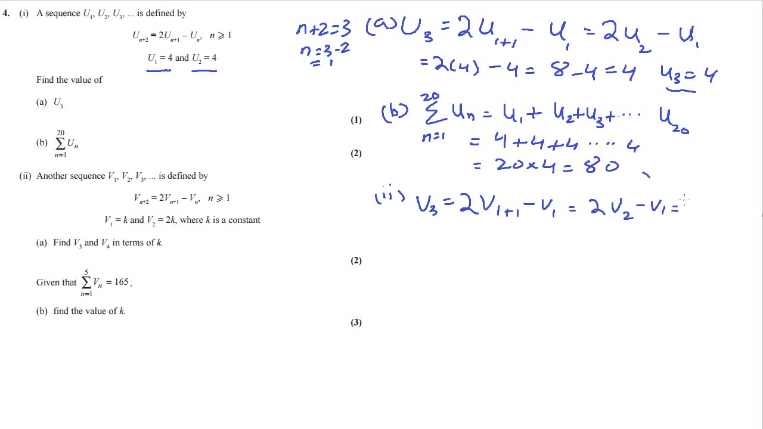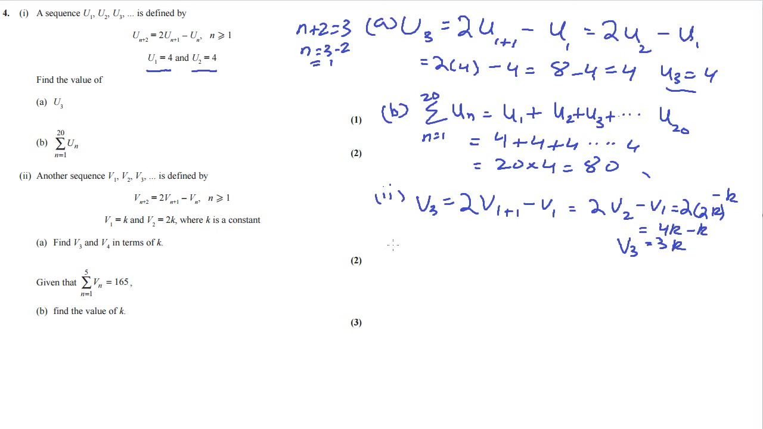So we have 2 times 2k minus k, which then makes it 4k minus k, so it is 3k. This is the value of v3, so v3 is 3k.